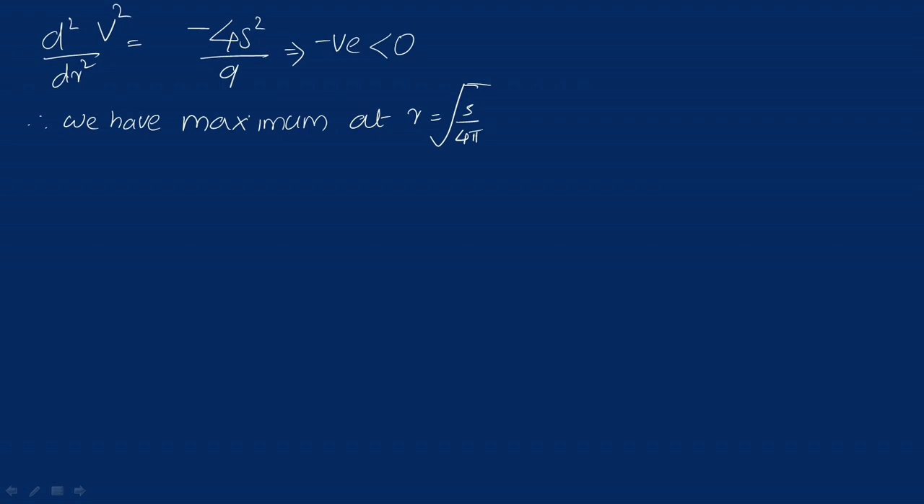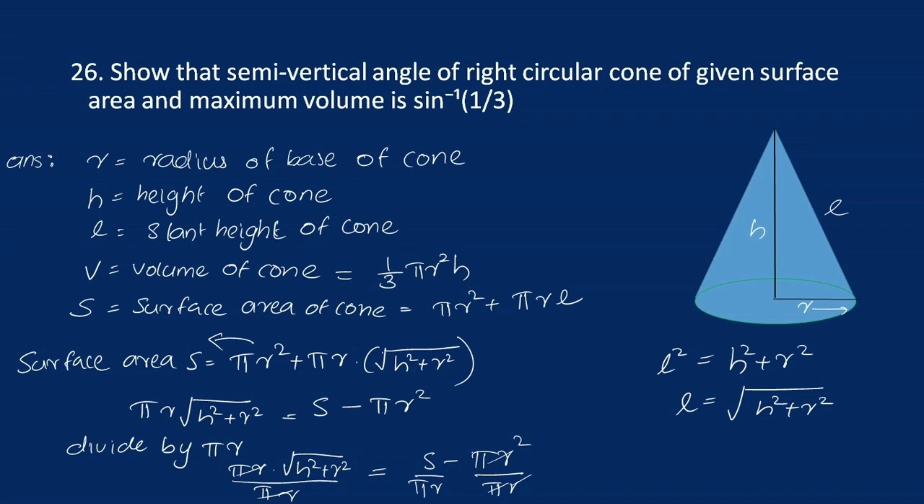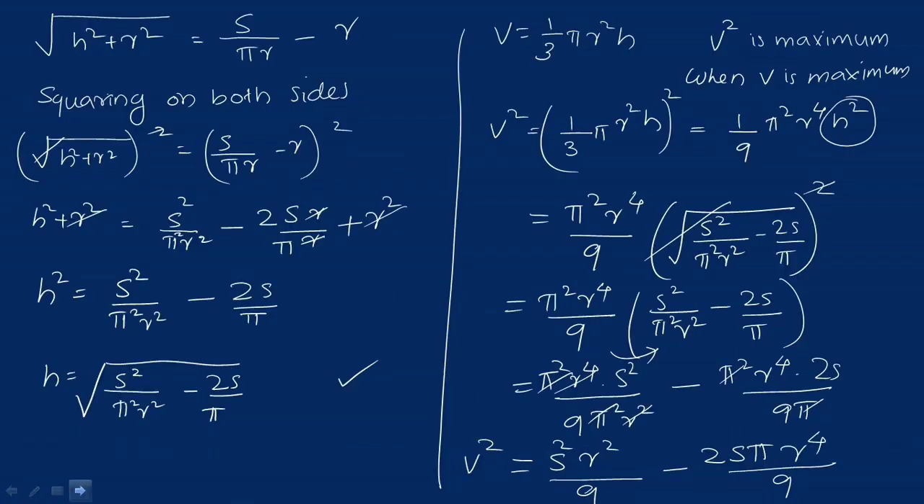So now we will be going back to our question, that is for a semi-vertical angle. It's given in the question, for a semi-vertical angle of a right circular cone of given surface area and maximum volume is sine inverse 1 by 3. So we have got surface area and maximum volume here. So we want to find the semi-vertical angle is equal to sine inverse 1 by 3.